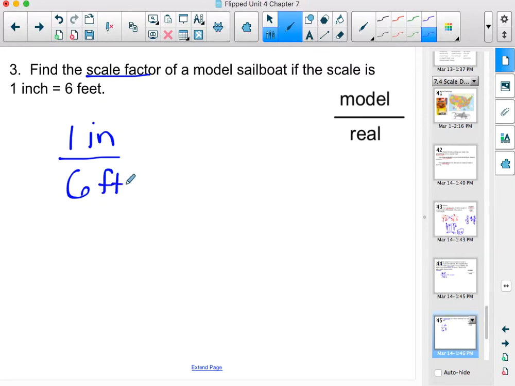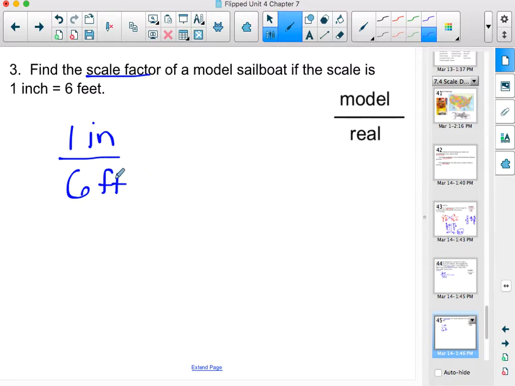But this time the question has changed a little bit. We're not looking to find a missing measurement. We just want to know the scale factor. And the scale factor is this. It's when we turn our units into the same unit of measurement. Right now we have inches in the top, feet in the bottom. Turn it into the same unit, simplify our ratio, and write it as a very plain, simple ratio in simplest form. That tells us the link between the model and the real life measurements.